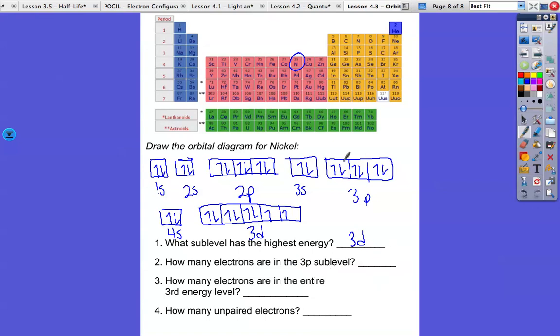In the 3p sublevel, we have 6 electrons. And then how many electrons are in the entire third energy level? Well, we have 6 in the 3p, 2 in the 3s, so that would be 8. And then we have 8 in the 3d, so we have a total of 16. So you got to add the 3s plus the 3p plus the 3d to get your total number of electrons in the third energy level. And unpaired electrons, we have 2 of those.